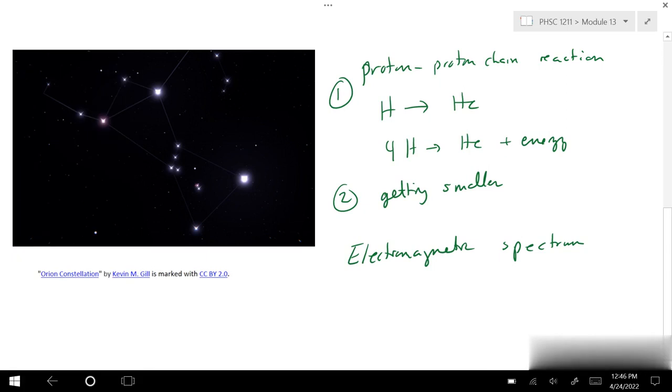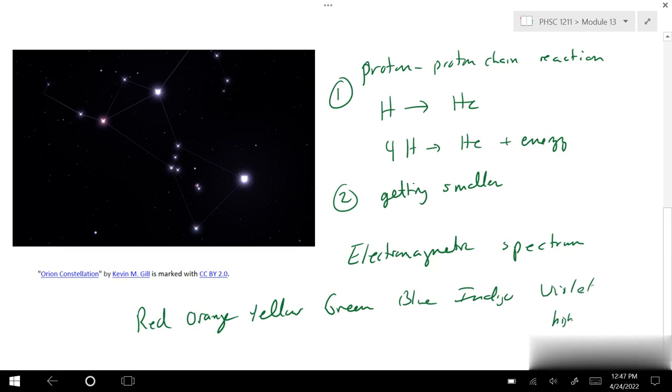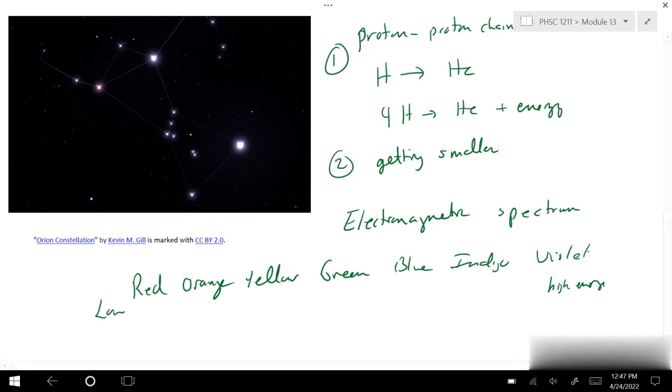Now the sun is yellow. Oops, didn't mean to hit that. The sun is yellow. So when you look at the red, orange, yellow, green, blue, indigo, and violet, remember we talked about this end as high energy, and this end is low energy. Low energy is going to be cool, and high energy is going to be hot. So violet stars are hotter than red stars. We have a yellow star. Thankfully, we don't have a green, blue, or violet star. Our sun would be too hot, and a red star would be too cold.